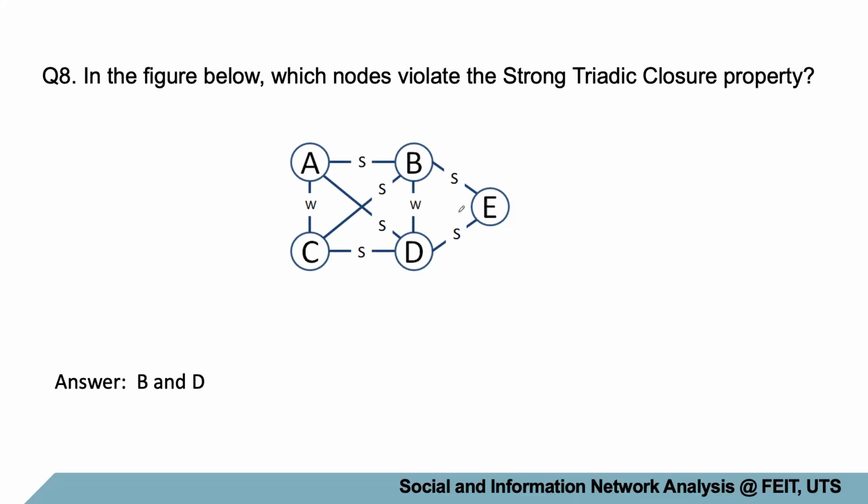Okay. So for example, for node B, let's check if B satisfies the strong triangle closure here. B has two strong ties here, BA and BC. So according to the strong triangle closure, there must be an edge between A and C, because A and C are both strong tie connected to B. Is it clear? This step, can you understand?